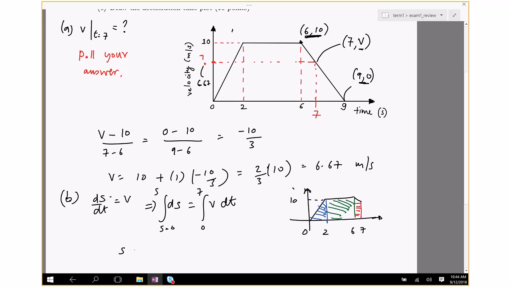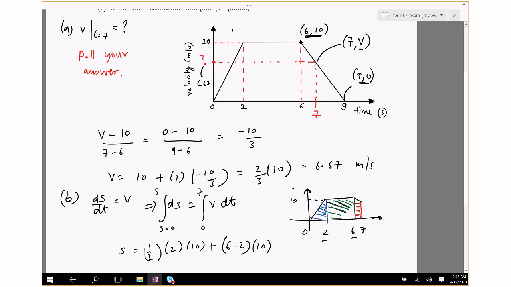So S is equal to first the area in the blue line, so that's going to be half base times height. So half times the base, which is 2, times the height, which is 10. Next is going to be the green part shown. That's going to be the area of a rectangle. So the base of the rectangle is 6 minus 2 for the time axis, and then the y-axis is 10.